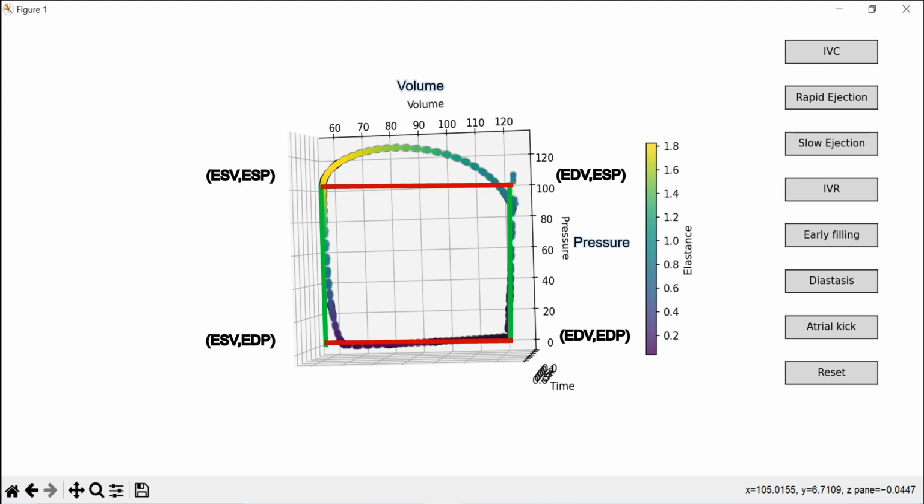The volume points are obtained using a 2 or 3-dimensional volumetric assessment using echocardiography, and the diastolic pressure is estimated from E by E prime or E by propagation velocity, and the end systolic pressure from aortic notch pressure or estimated from mean arterial pressure.